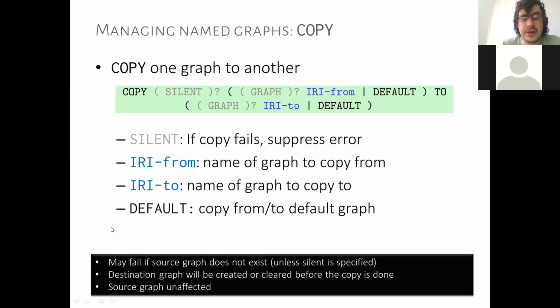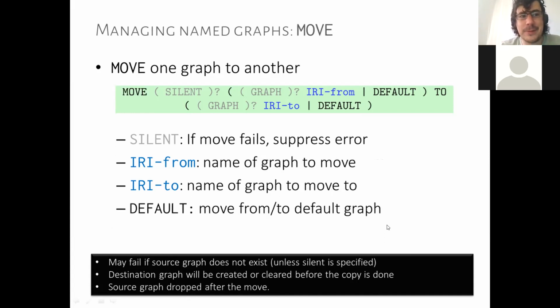The destination graph will be created or cleared before the copy is done. So if we copy from graph A to graph B, and B already has data, we're going to delete all of the triples in B before we copy A. So A and B will be copies after this in terms of the triples they contain. And the source graph will be unaffected. A remains where it is.